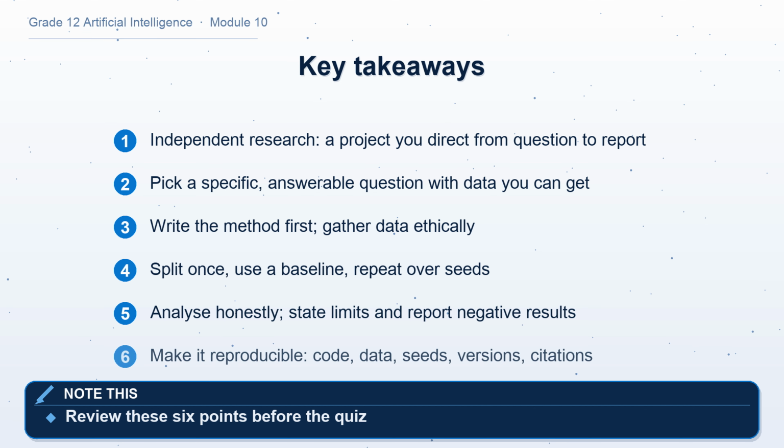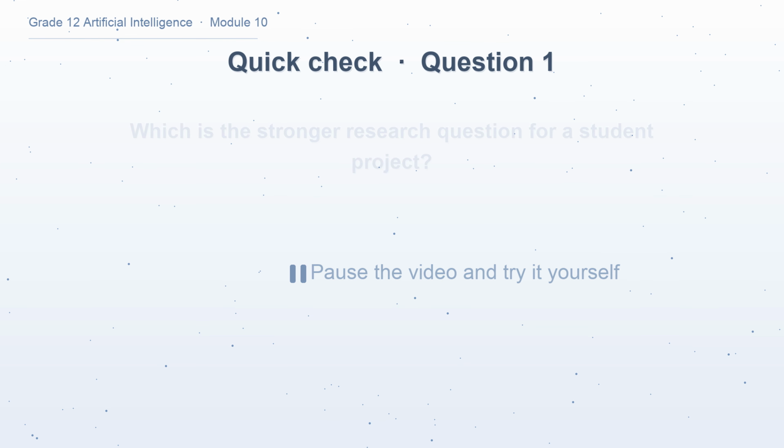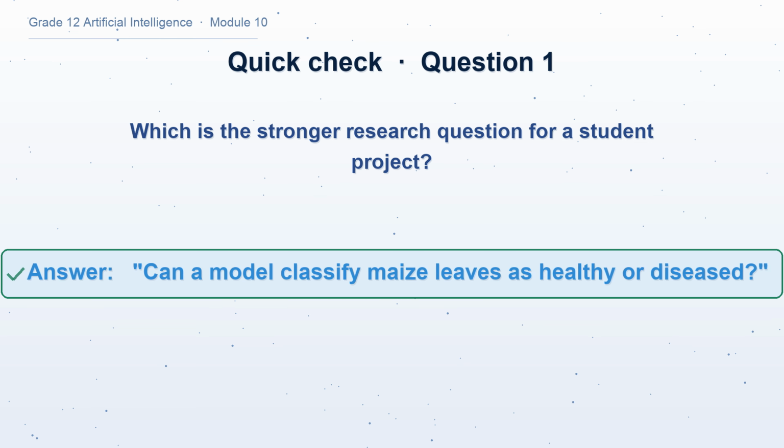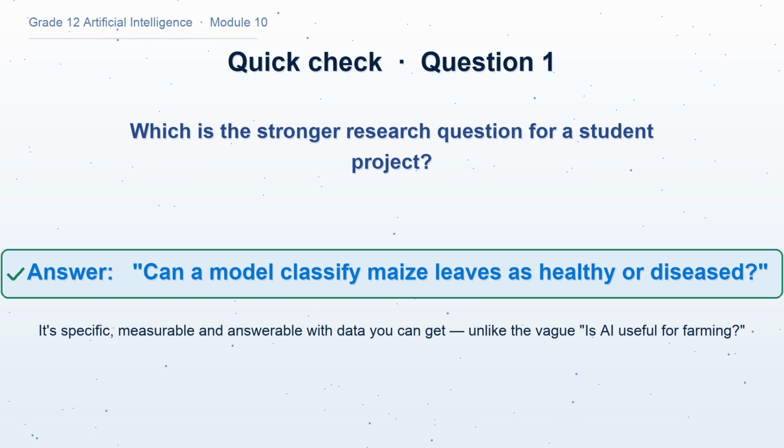Now let's check these ideas with 3 quick questions. Here is the first question, which is the stronger research question for a student project. Is AI useful for farming, or can a model classify maize leaves as healthy or diseased? The first is vague, with no clear way to answer it. The second is specific and measurable, and you can gather the data to test it. A good question is narrow enough to actually answer.